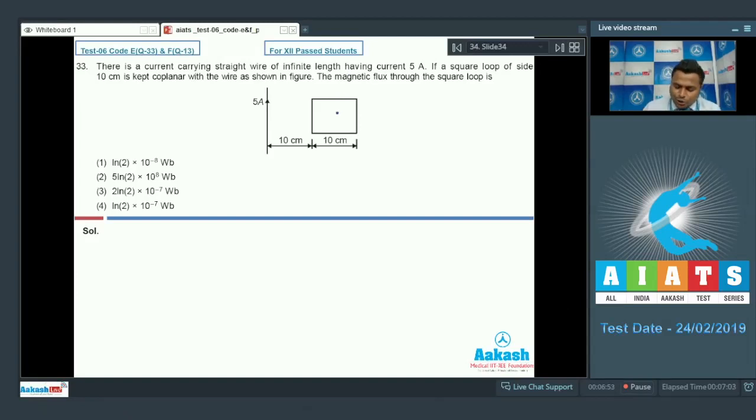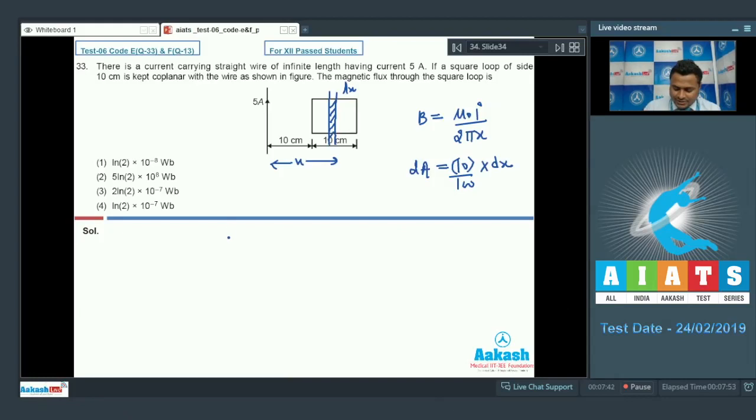So, in order to calculate the total flux, let us consider an elemental thickness dx of the square at a distance x from the current carrying wire. The magnetic field at every point of this dx can be written simply as mu naught I upon 2 pi x. A small area of this element will be given by length, that is 10 cm, so in meters you have to divide by 100, 10 by 100, multiplied by its width, that is dx.